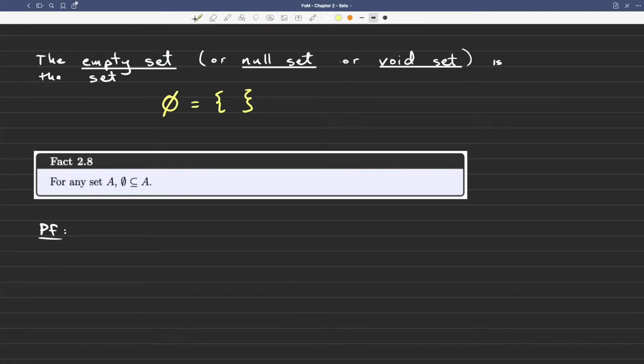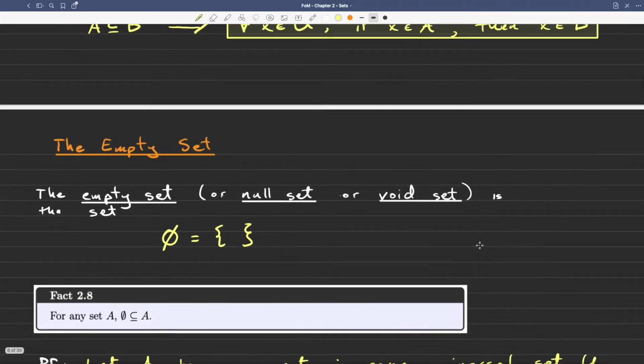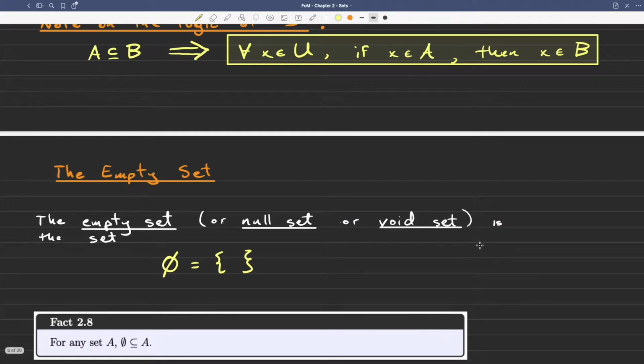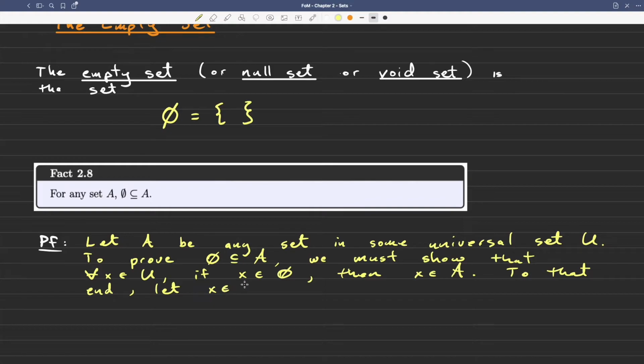To prove fact 2.8, we need to start off by letting A be some arbitrary set, and let's specify a universe that contains A. To prove that the empty set is a subset of A, we must show that the logic we talked about in the box up here holds: that for every element in the universe, if X is in the empty set this time, then X would have to be in A. We must show that for every X in U, if X is an element of the empty set, then X is an element of A. To that end, let X be an element of the universe.